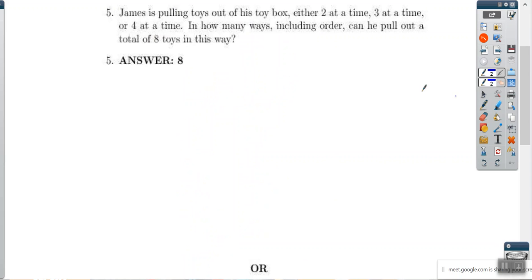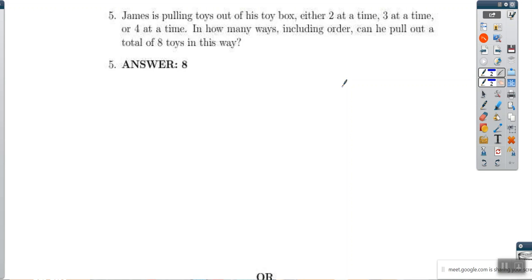All right, so James is pulling toys out of his toy box, either 2 at a time, 3 at a time, or 4 at a time. How many ways, including order, can you pull out a total of 8 toys in this way? All right, so in this case, I do like to make a list, and I like to start with the most possible toys taken out at once. So let's figure out how many different ways he can take out 4 toys. So if he takes 4 toys out on his first pull, and 4 in his second pull, he gets to his total of 8, right?